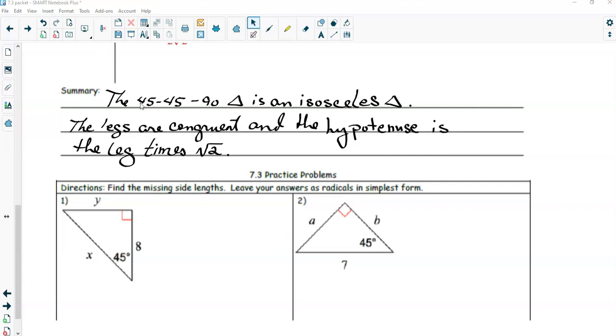Remember, in the summary, the 45, 45, 90 triangle is an isosceles triangle. That means the legs are congruent and the hypotenuse is always the leg times the square root of 2. Based on that, we could work these exercises.